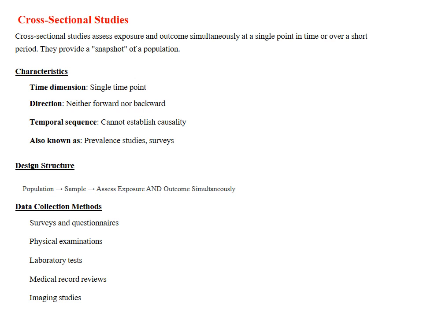Design structure, how we can follow these studies. We start with a population, then take a sample, then assess exposure and outcome simultaneously. Data collection method, which methods we can use to collect the data: surveys and questionnaires, physical examinations. It depends on the type of your studies and your field. Laboratory tests, medical record reviews, imaging studies.